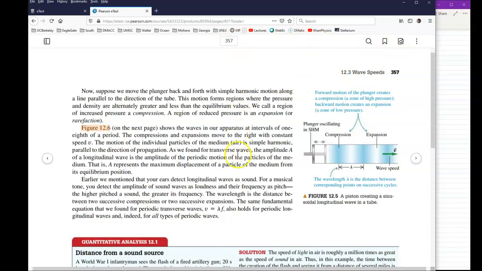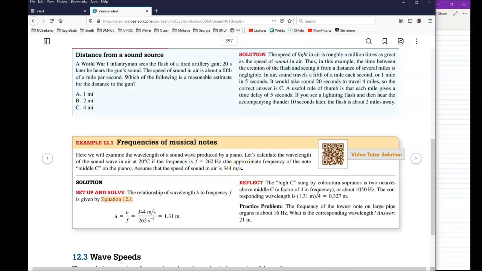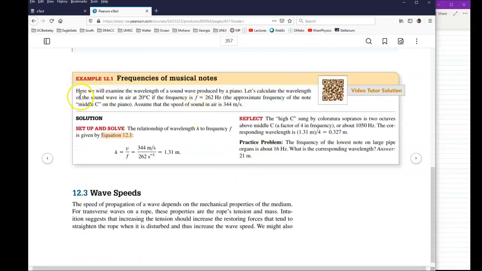Okay, here's the example. Very simple example. He said, here we will examine the wavelength of a sound wave produced by a piano. Let's calculate the wavelength of the sound wave in air at 20 degrees Celsius if the frequency is 262 hertz. He says here the approximate frequency of the note middle C on the piano, for those of you who play piano. Assume that the speed of sound is 344 meters per second.